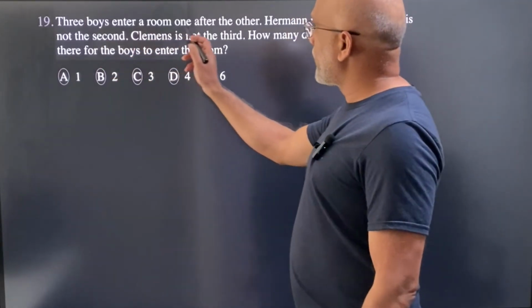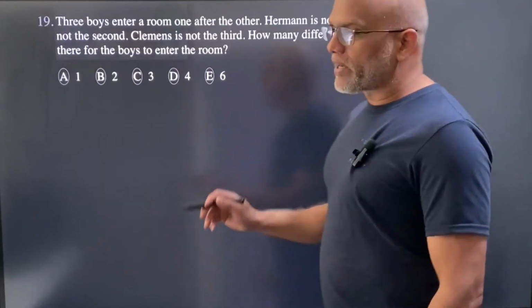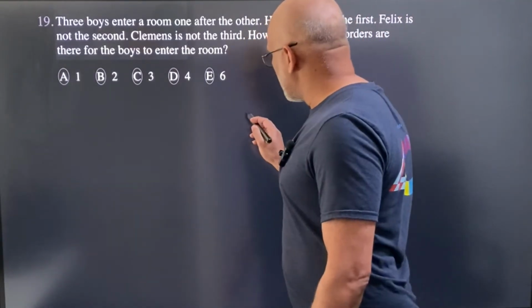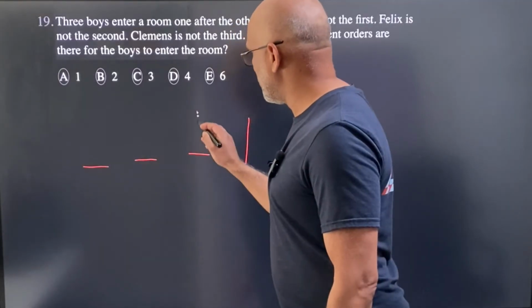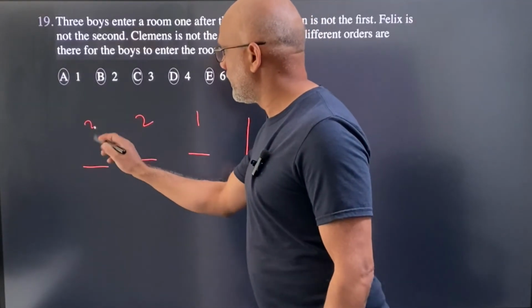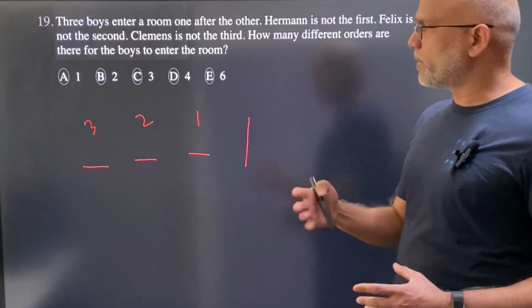Three boys enter a room one after the other. Hermann is not the first. Alright, let me make a quick diagram. So this is the room. These are the three boys entering. This is the first, second, and third. Because oftentimes just making a diagram helps a lot in solving the problem.